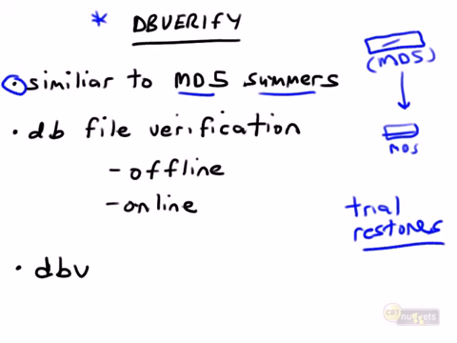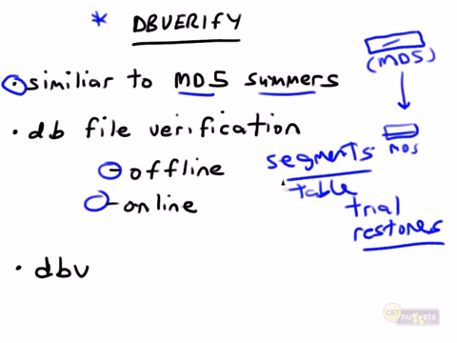Same idea with DB Verify. We can do file verification. We can actually verify individual segments. You'll remember that a segment is a part of a data file that represents a single Oracle object, for instance, a table or an index. And we can do that on offline and online files. It's a really good tool to be aware of, and it's instantiated in the file system in the executable command dbv. We're going to learn how to use this in our upcoming demo in point of fact.